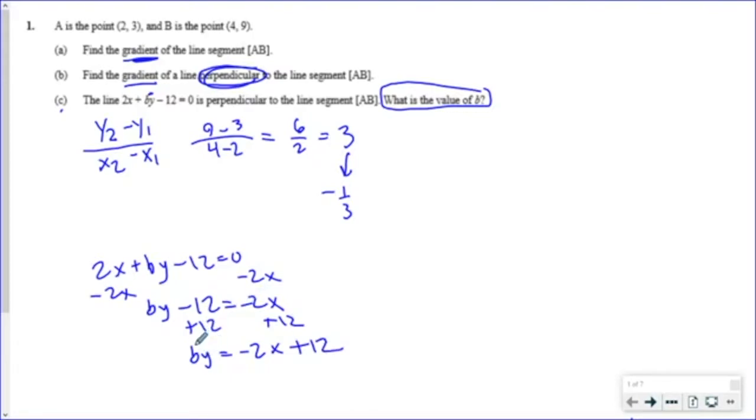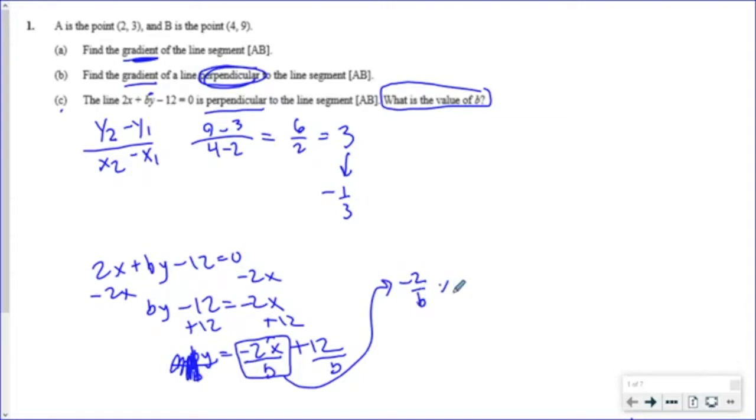Now I've got to get this y by itself. So what happens? I divide everything by b. So this goes away. Now I'm left with this, which is what's important now. Remember, this is the equation of the perpendicular line, so I want to pay attention to the slope here. This is negative 2 over b times x, so negative 2 over b is my slope.